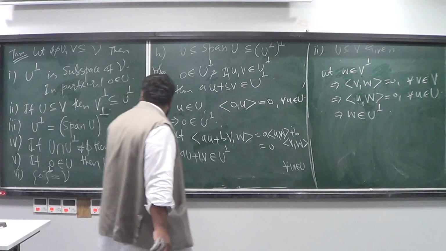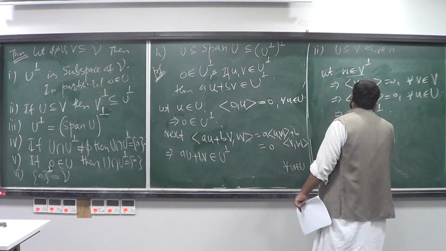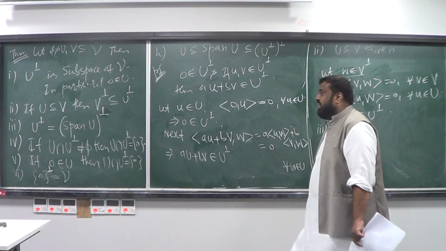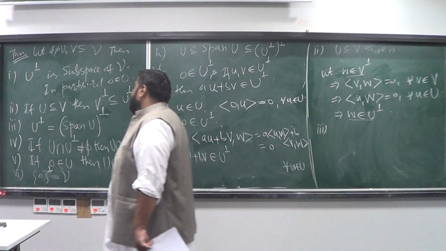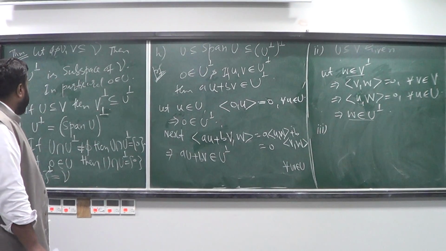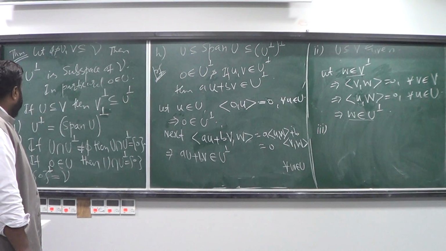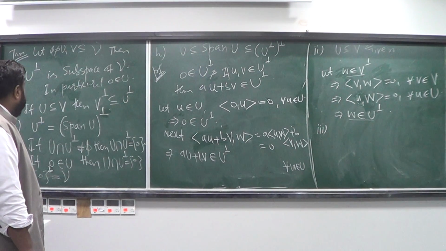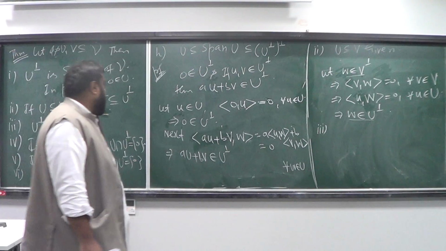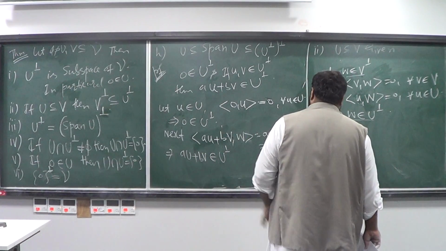So you picked an element from here and you showed that it also belongs to here. So this proves the second statement. So what is the third? The third is that the perp of U is also going to be the perp of span of U. So the perp of U and the perp of span of U are both equal.